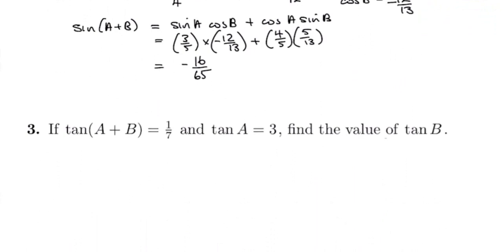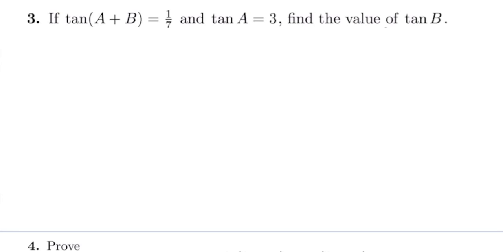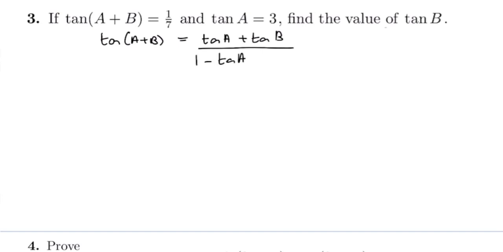Right, let's have a look at another question. So we're told if tan of A plus B is 1/7 and tan A is 3, then find the value of tan B. So the first thing I'm going to do is start with the formula for tan of A plus B. So that is tan A plus tan B over 1 minus tan A times tan B.